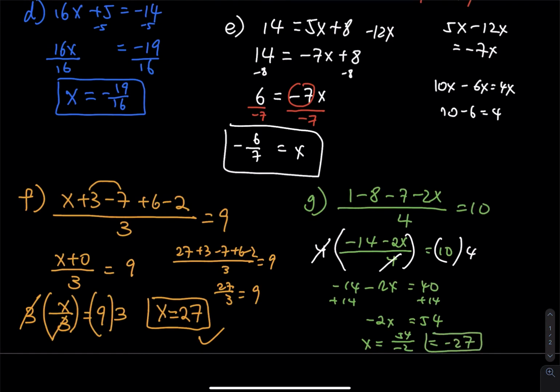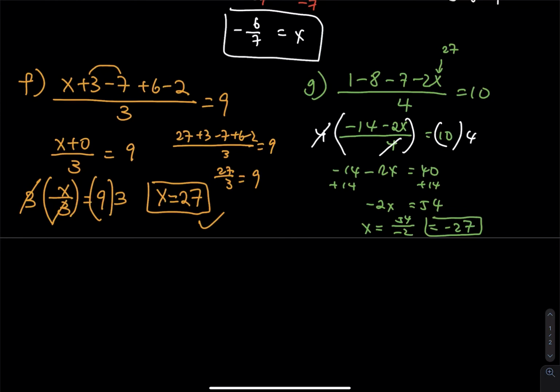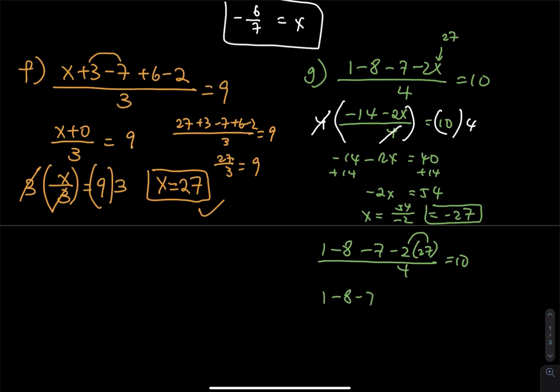And then when x is equal to negative 27, you should get the left-hand side equal to the right-hand side. Let's take a quick look. 1 minus 8 minus 7 minus 2 times 27, divided by 4, equals 10. So let's do the multiplication first. 2 times 27 is equal to 54, divided by 4 equals 10, and then you clean up the top. In your calculator, you type 1 minus 8 minus 7 minus 54. You get negative 68.